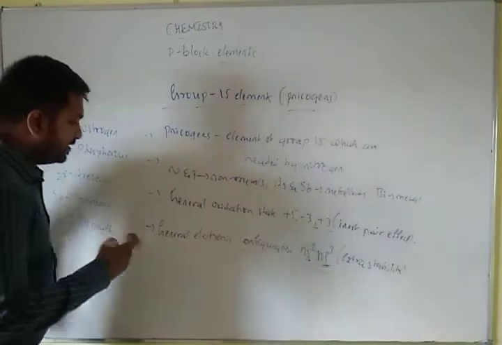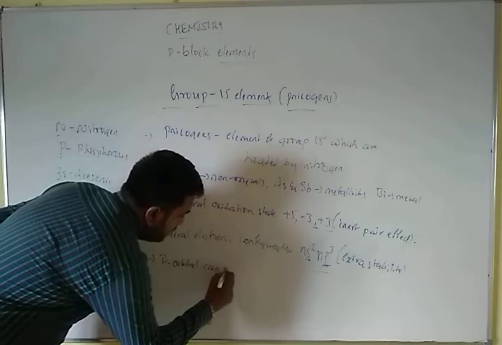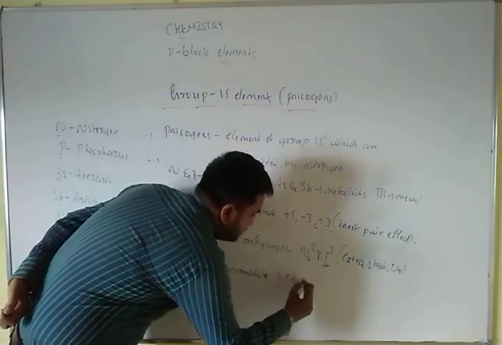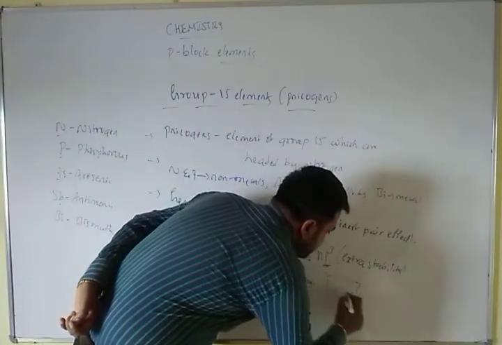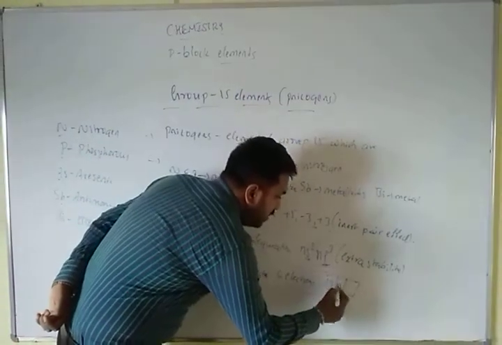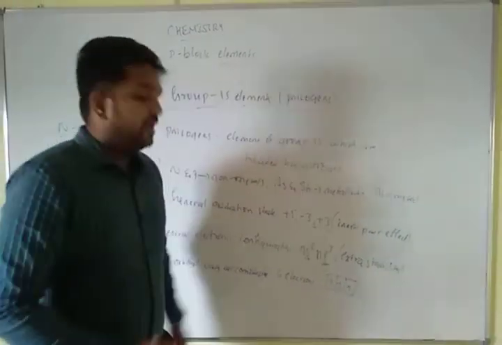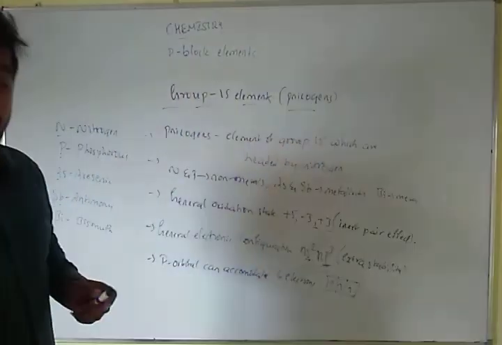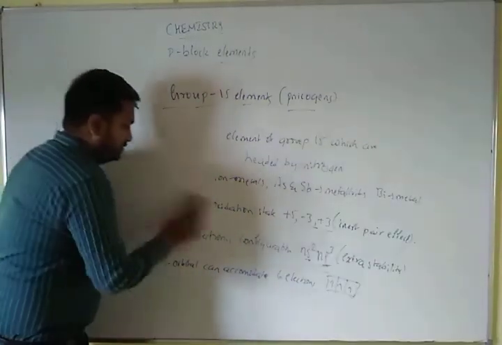Clear? So the p orbital can accommodate 6 electrons, whereas in group 15 elements only 3 electrons are present. That means it is half filled, so it has extra stability. So these are the general properties of group 15 elements. Now let us look at the occurrence of group 15 elements.